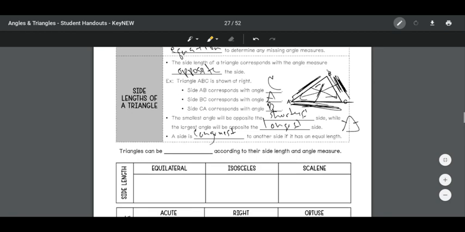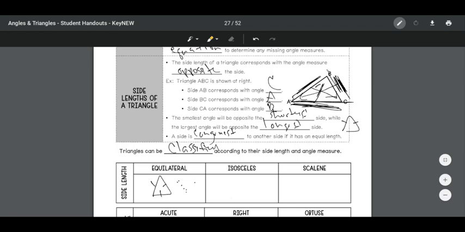So triangles can be classified according to their side length and their angle measure. And we've talked about this on some of the bell ringers, how we can name a triangle two different ways. So first of all, we have an equilateral triangle. So let's draw a picture of that. And let's put the markings so we know that they're all the same. All three sides are the same, and you could write that in. I would write all three sides are the same there.